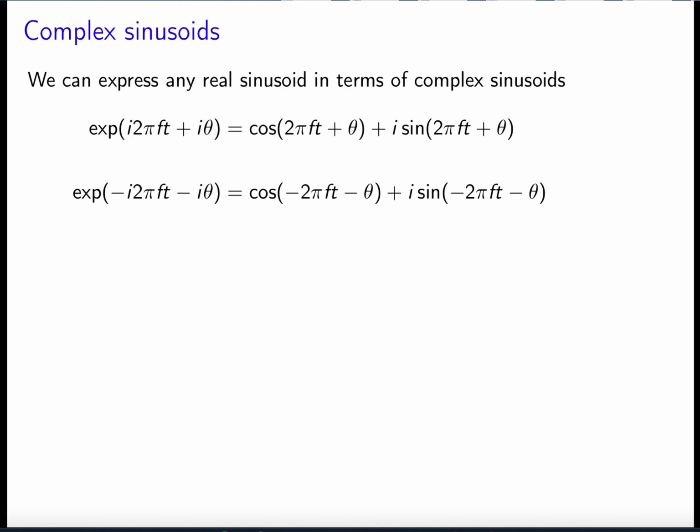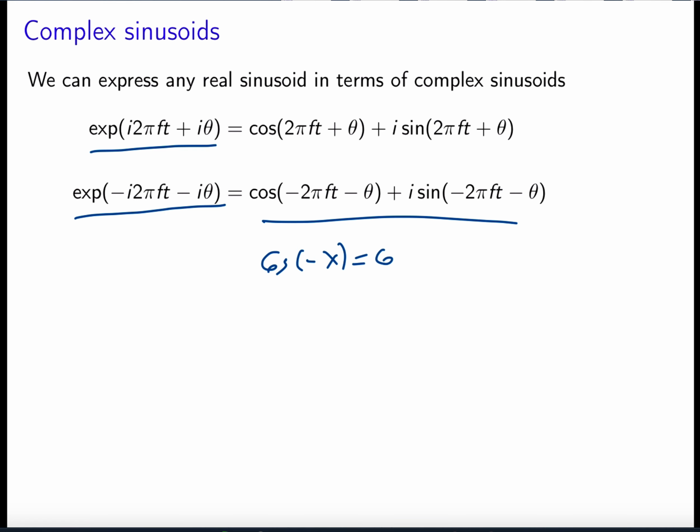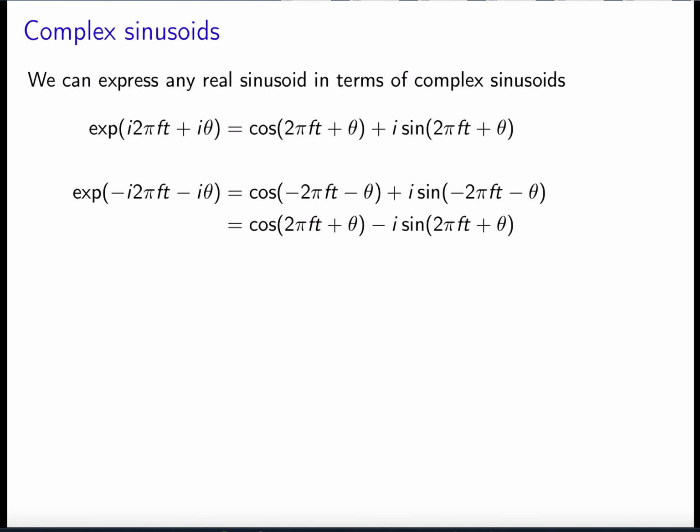So first we need an intermediate result where we take a look at what happens if we have exponential of minus i 2 pi f t minus i theta compared to exponential of i 2 pi f t plus i theta. Just by definition, we have that this is equal to this. And now we're going to use the fact that cosine of minus x is just equal to cosine of x, and sine of minus x is equal to minus sine of x. So basically, this can be changed to plus, and the minus will come out. Bear with me, you'll see in a moment why this is important.